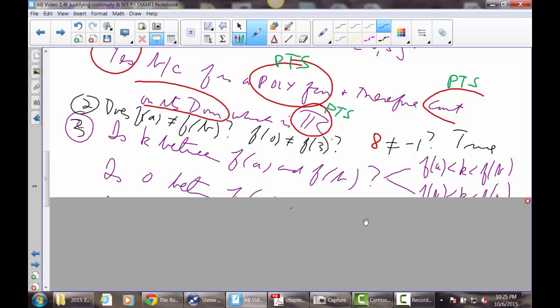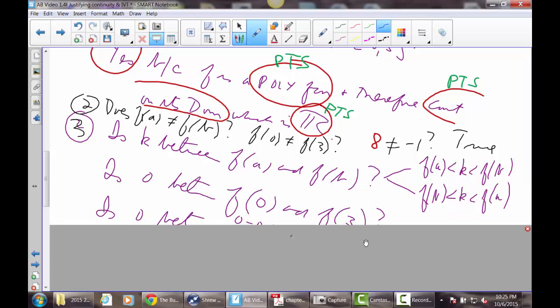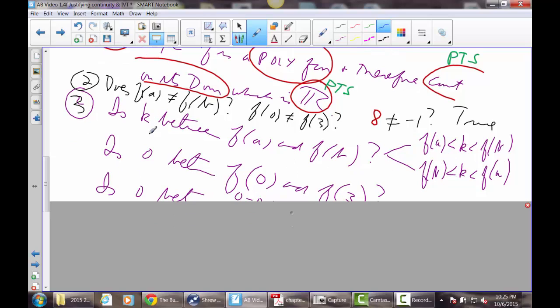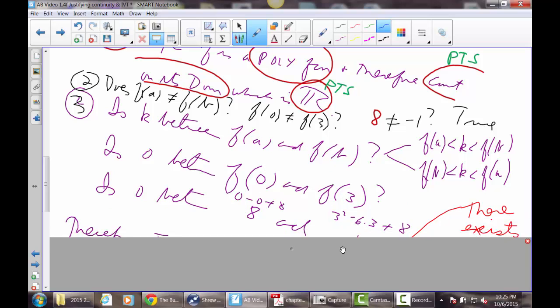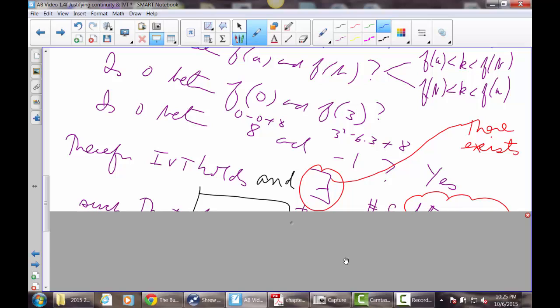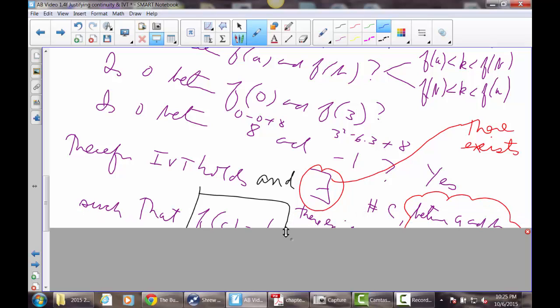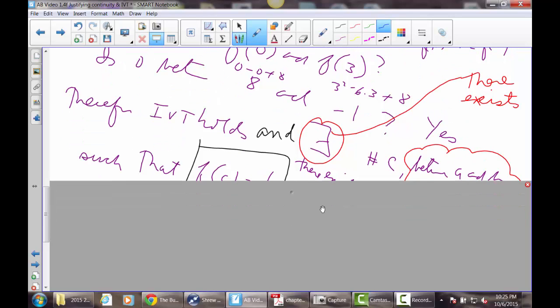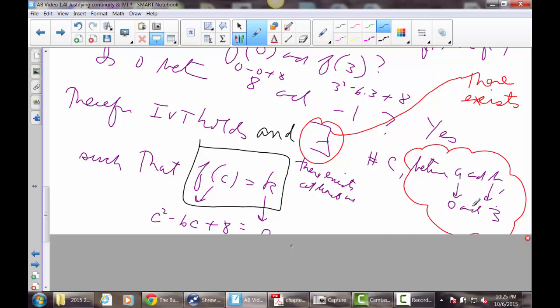The last thing you have to do is be sure that k is between f of a and f of b. Notice they didn't write it as an inequality because you don't know if f of a is lower than f of b or f of a is higher than f of b. So the question here is, is 0, which is our k, between f of a, which is f of 0, and f of 3? Is 0 between 8 and negative 1? The answer is yes, it is. Therefore, the intermediate value theorem holds, and there exists, this backwards capital E means there exists, a number c between a and b, which is between 0 and 3, such that f of c equals k.